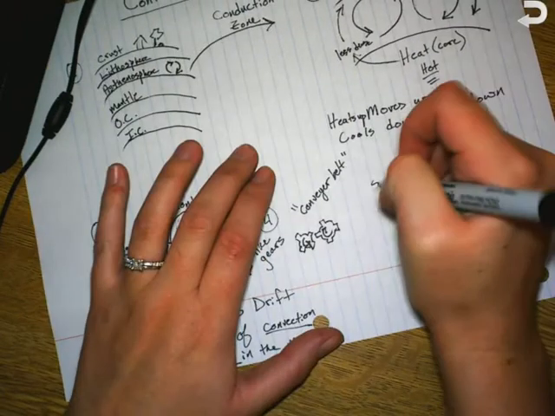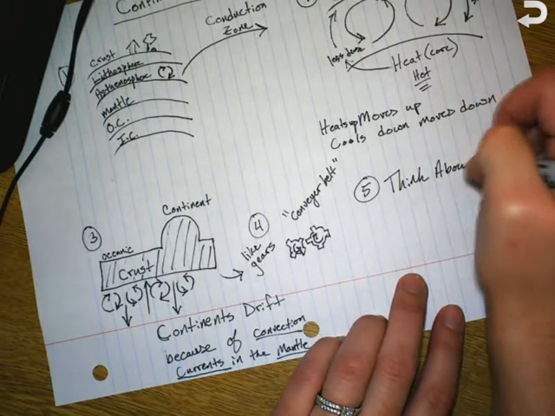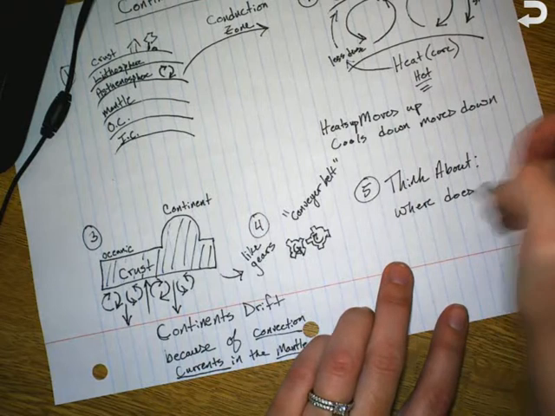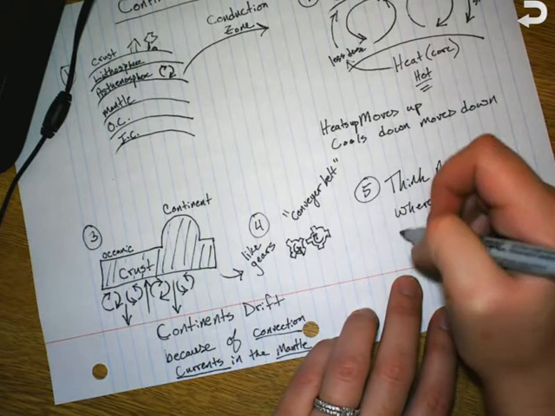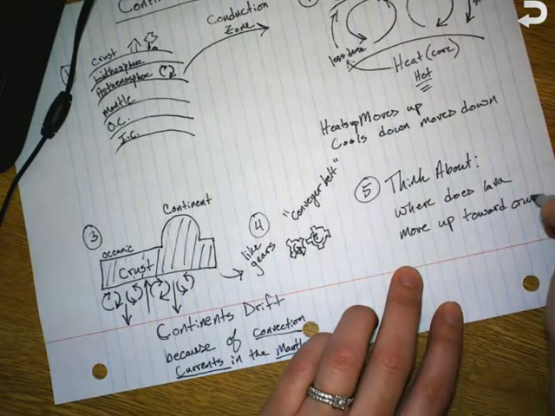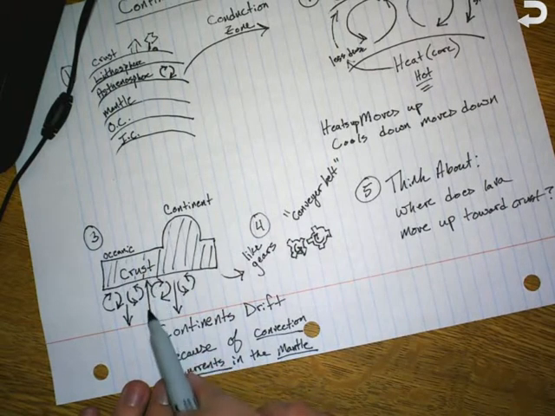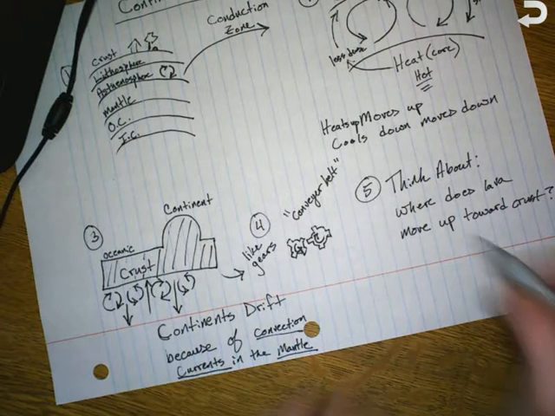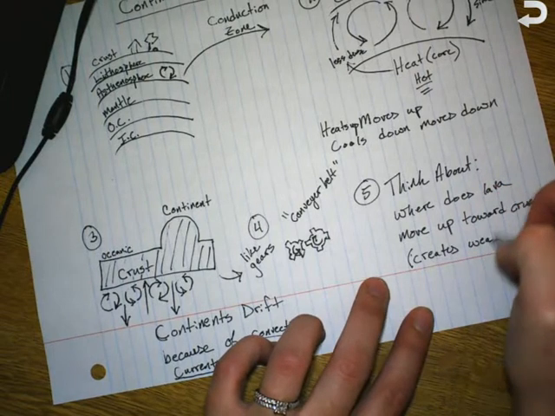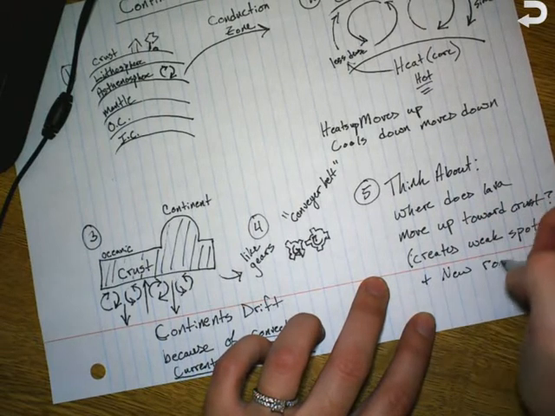Okay, so number 5 is just a question, basically. Think about where does lava or magma move up toward the crust? Okay, so over here, do you see where it's moving up towards the crust there? This creates weak spots. And also new rock. So that would be a constructive force to the earth, right?